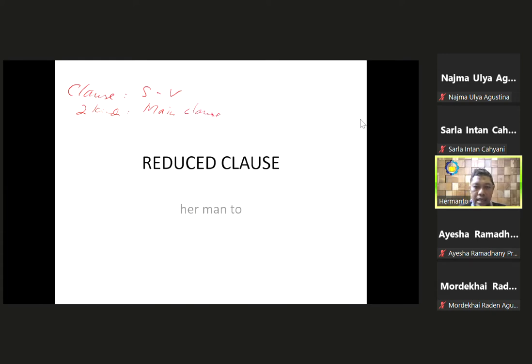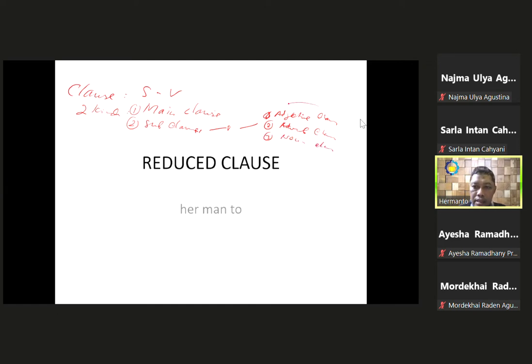A main clause is a clause that can stand alone by itself. And the second one is subclause. It is a clause that cannot stand alone by itself, so it must be combined with a main clause in order to have a complete thought, to be independent. And this subclause is further divided into 3 kinds. Number 1 is adjective clause. Number 2 is adverb clause. Number 3 is noun clause.